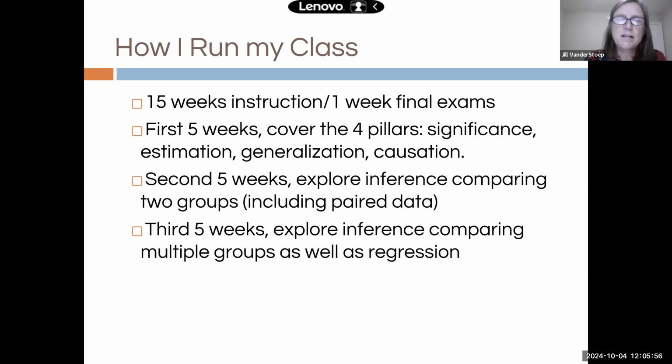I teach at a college that runs on semesters. And so we have 16-week semesters, 15 weeks of instruction, and 1 week of finals. The first 5 weeks are when we're covering those 4 pillars: significance, estimation, generalization, and causation. And then the second 5 weeks, we look at inference comparing 2 groups. And this is where we do talk about paired data. And then the third 5 weeks, we look at comparing more than 2 groups and also regression.